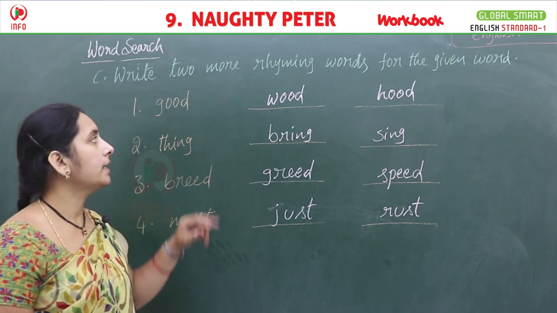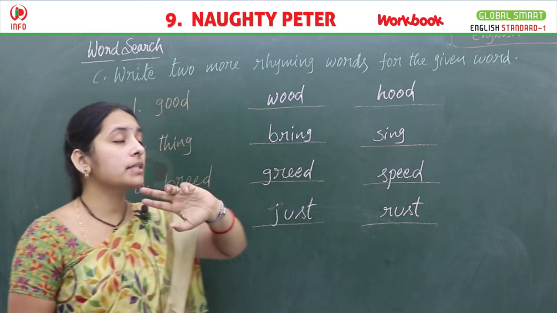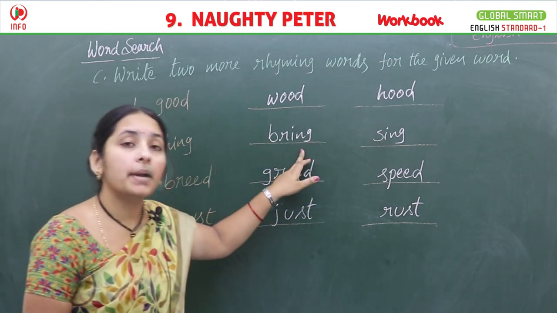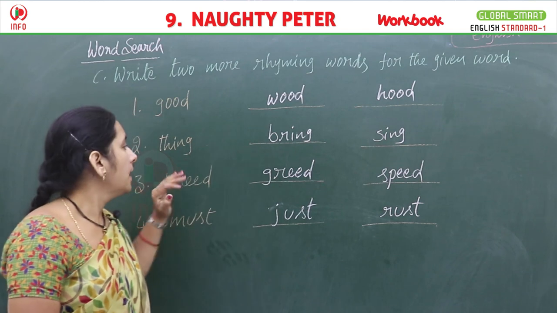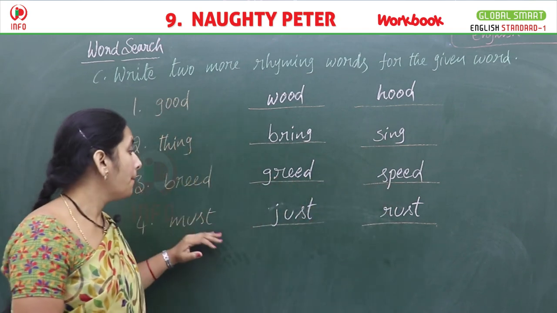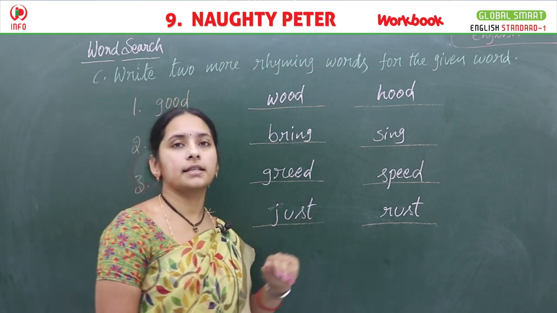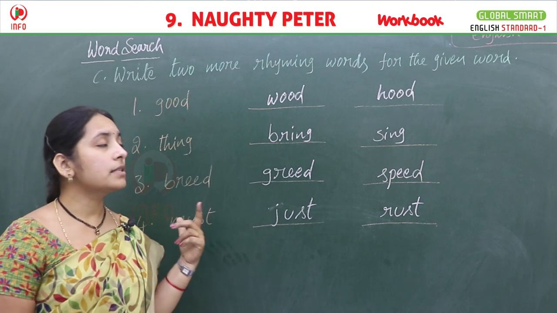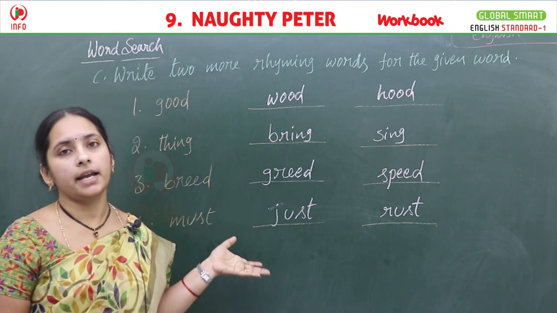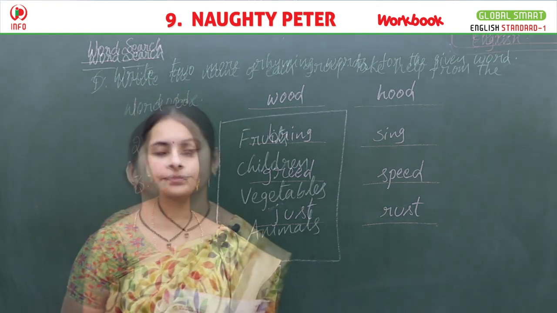So those you can write: good, would, heard, same sounds. Thing, bring, sing; breed, greed, speed; must, just, rust. Okay? So like this, rhyming words we should write. Write these answers in your book and practice it.